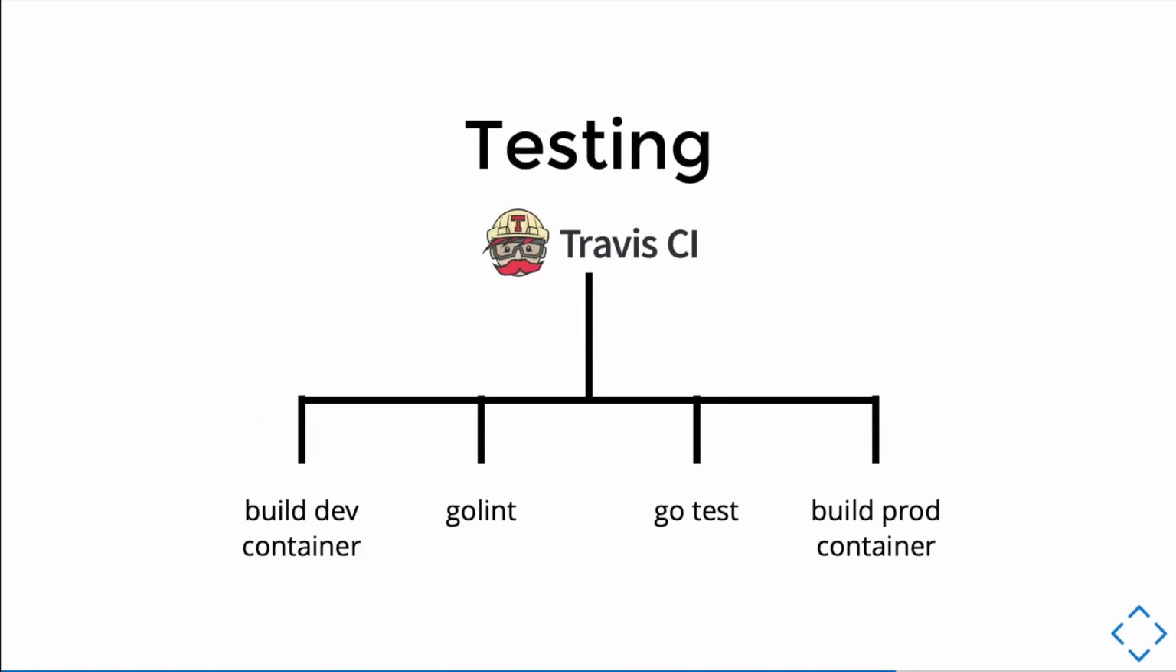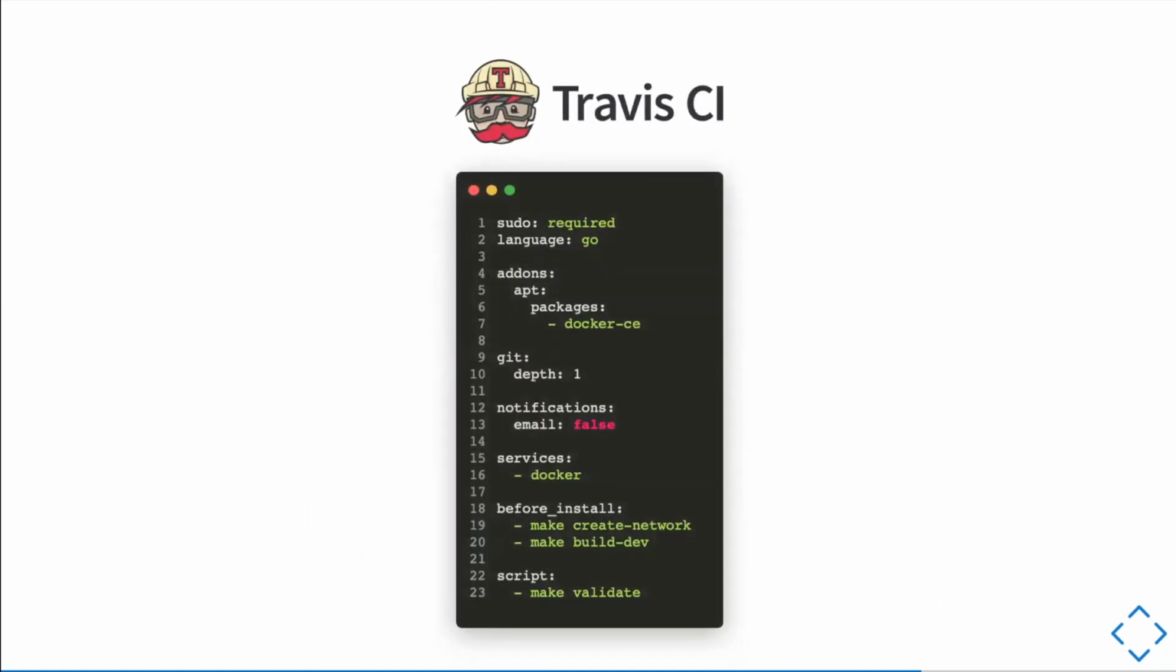Here is the diagram to try to represent the Travis CI setup. I'm not a designer, so this diagram is really ugly. And here is a configuration file about it. Let's see together what's done on it.